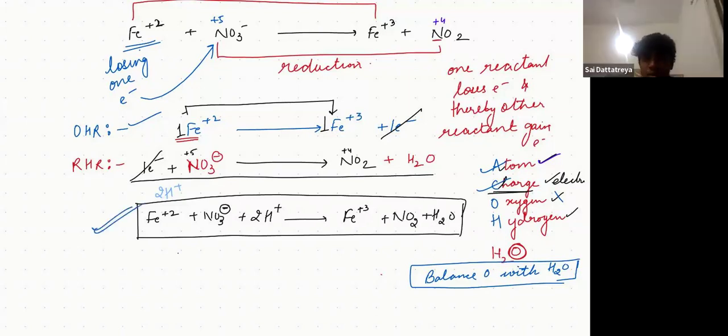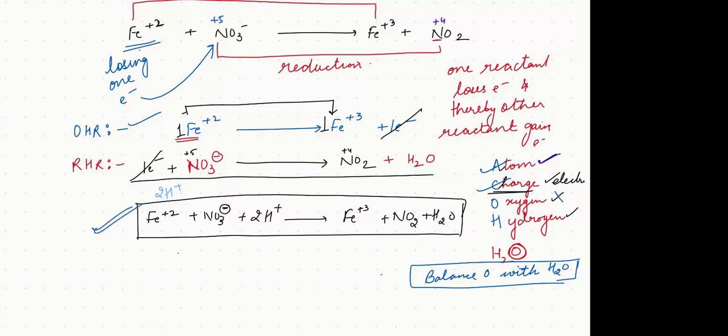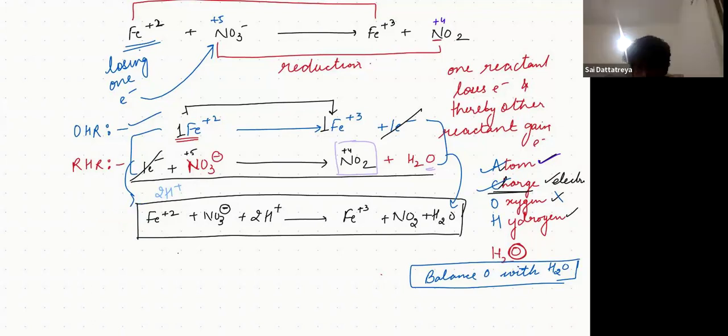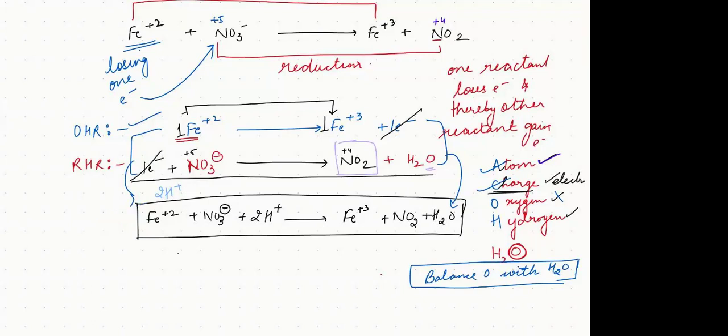So you're just supposed to add H plus on one side and water on the other side. The reactant side you add to the reactant side, and the product side you add to the product side. Why did I add water on the product side? Because there is 1 oxygen short on the product side. So one oxygen I can bring in by adding one water molecule. Any doubts in this? So that is the concept.